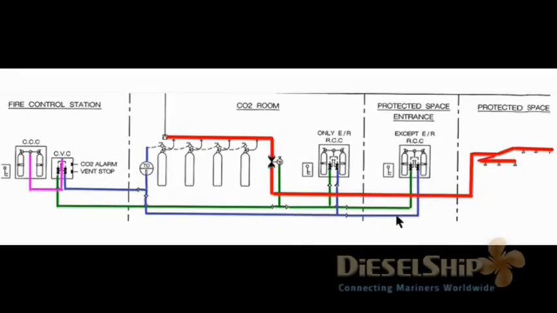And the blue line goes through the check valve, or non-return valve, through the time delay unit, and of course to the CO2 bottles inside the CO2 room, and thus the CO2 gets released. Through the red line, through the distribution valve, it goes to the engine room and gets released. So this is how the CO2 system is operated.